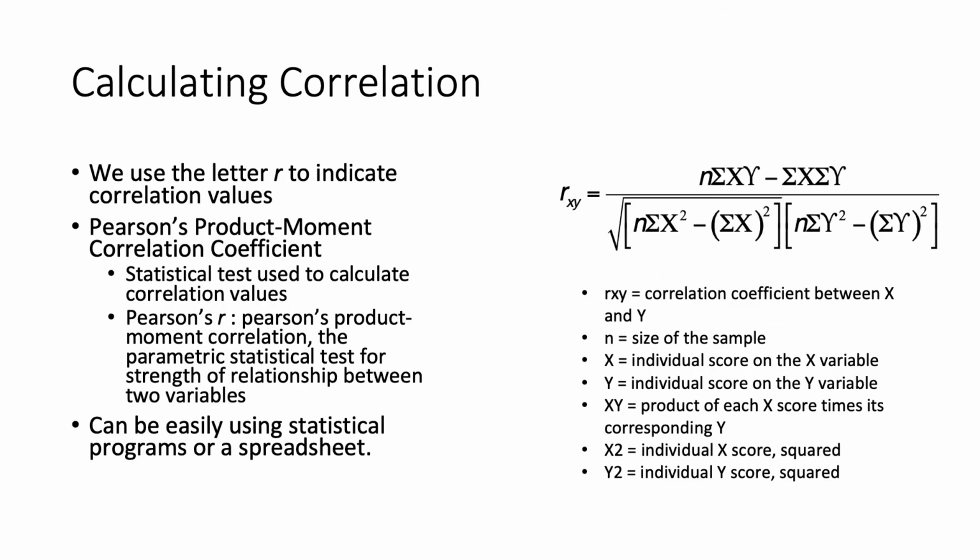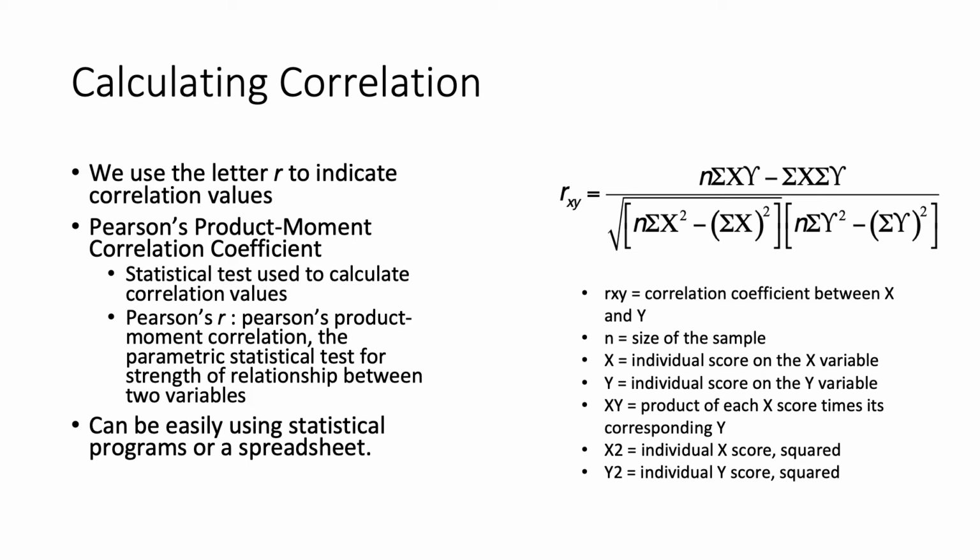The letter that we use to indicate correlation values is the letter R. This comes from a statistical test used to calculate correlation values, which is called the Pearson's Product Moment Correlation Coefficient, or Pearson's R. Pearson's R is the parametric statistical test for strength of relationship between two variables. In addition, this allows us to visually see the relationship between the variables in the XY plots.